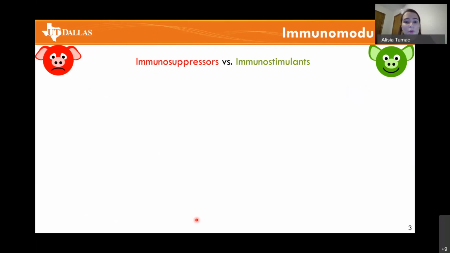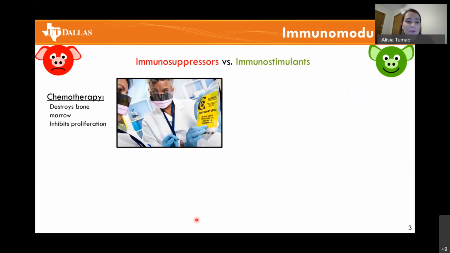This is a process by which you can either suppress or stimulate the immune system. Immunosuppressors typically consist of drugs that will produce an unwanted outcome as immunosuppression, such as chemotherapy. Chemotherapy is highly cytotoxic, and it destroys the bone marrow, which is responsible for producing erythrocytes and leukocytes, and it therefore inhibits proliferation of immune cells as a side effect.